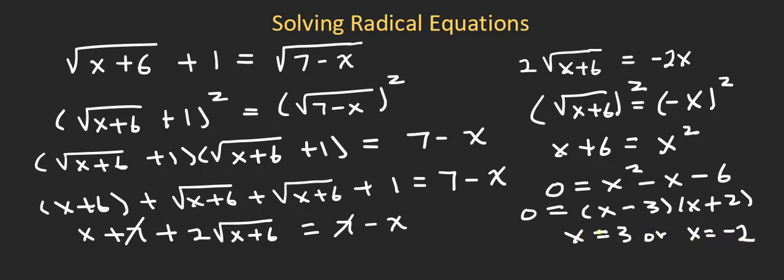Now, we're not done yet because we have to check our answer, because we might have an extraneous solution. Plug in 3, radical 9 is 3, 3 plus 1 is 4. 7 minus 3 is 4, radical 4 is 2. So it looks like 3 is not our solution.